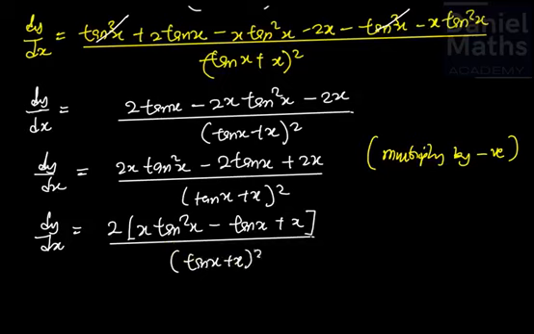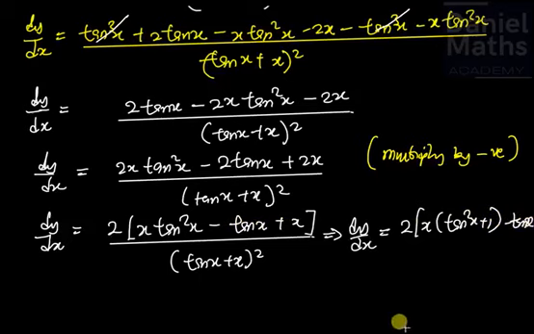So this can be further pushed down to dy over dx is equal to, so what I'm going to do here is factor x, so this is going to be 2 into x, and then into tan square x plus 1, so x is here, x is here, so I'm factoring plus 1, and then here I now push this minus tan x, and then bracket close, then dividing all of that by tan x plus x all square.